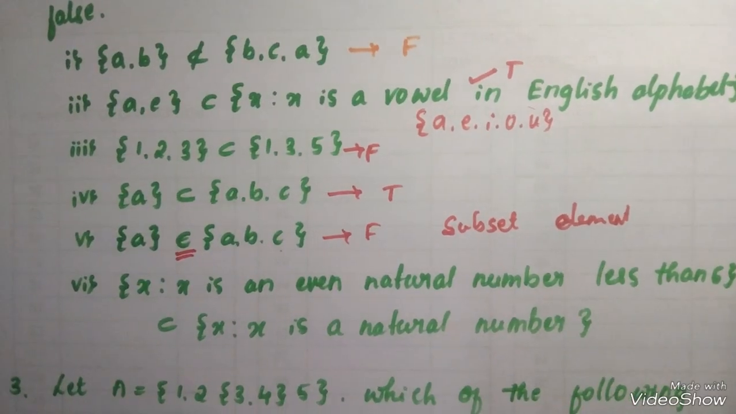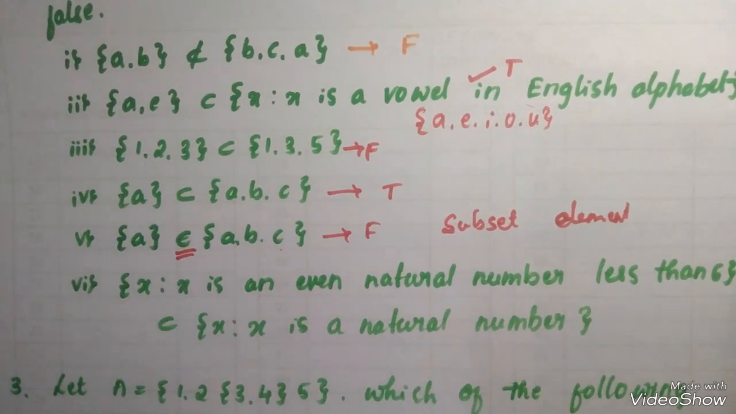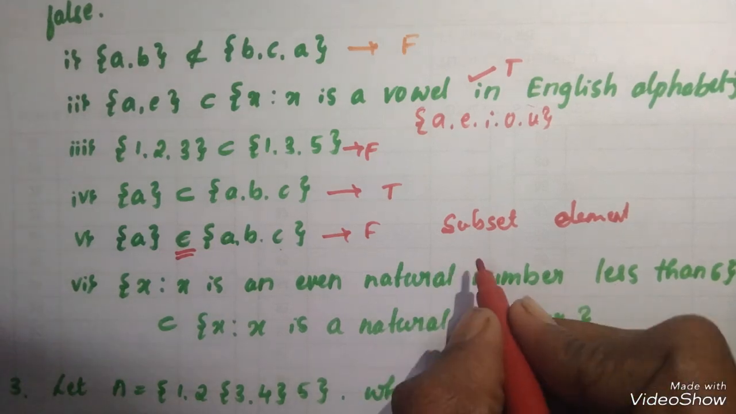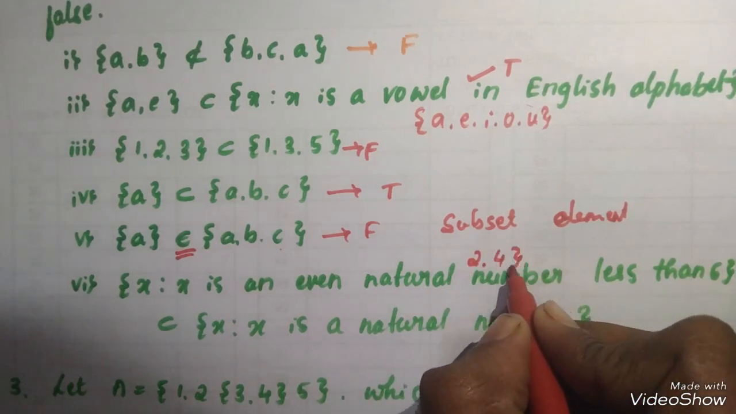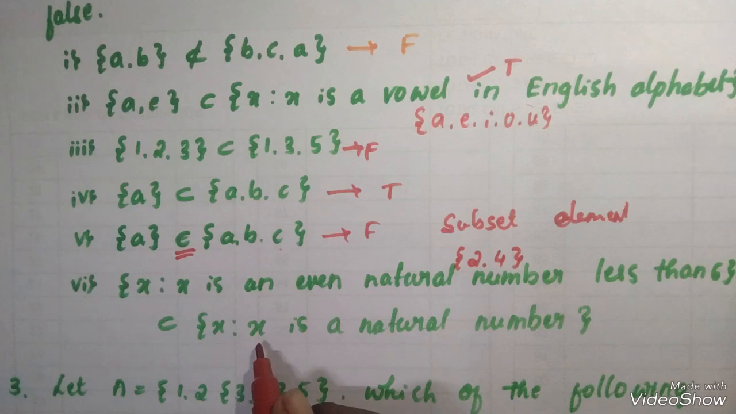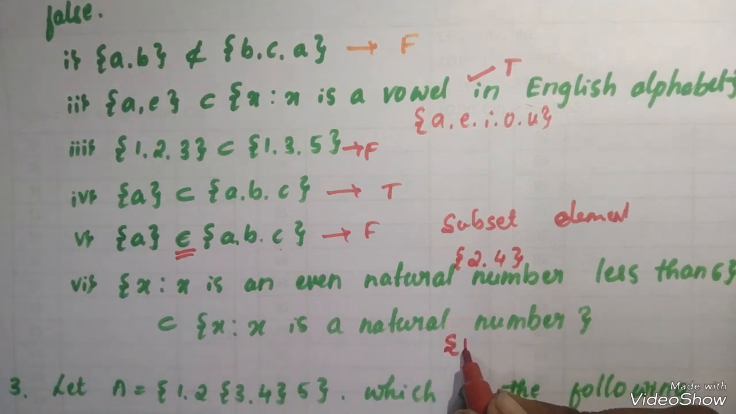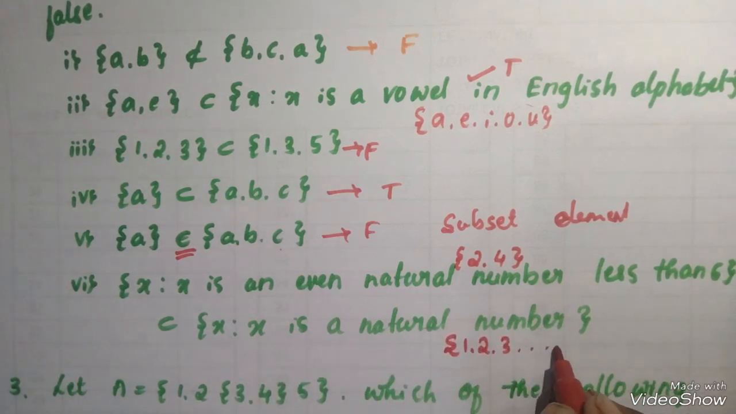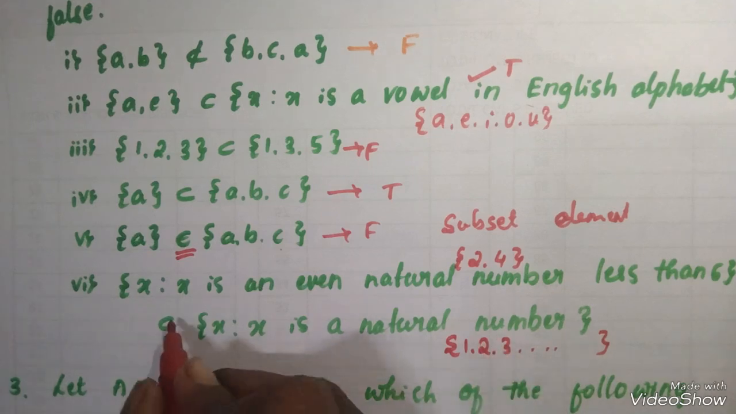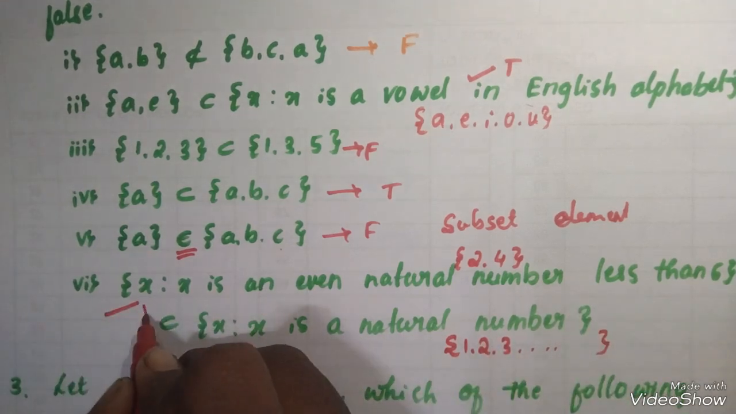Here X is an even natural number less than 6. What are those even natural numbers less than 6? 2, 4. These are the only two elements. X is a natural number: 1, 2, 3, 4. It is the larger set. Therefore it is a subset. Hence, it is a true statement.